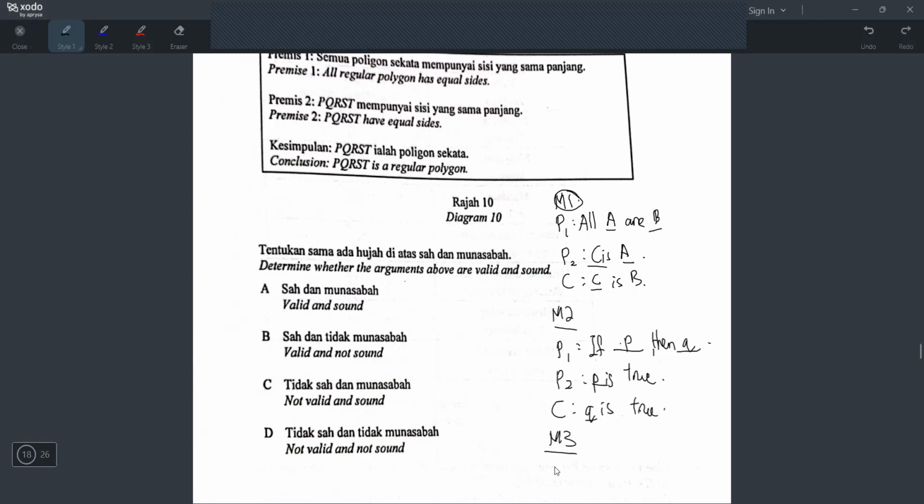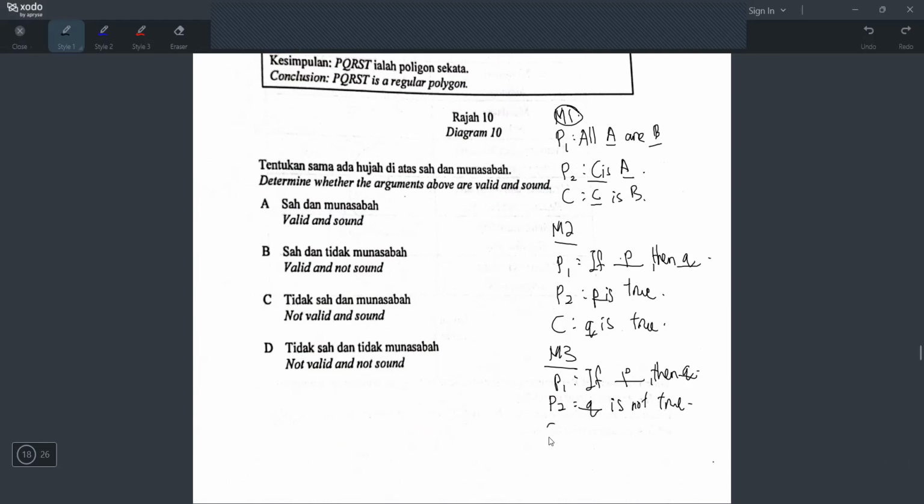What about model 3? Model 3, the premise 1 is the same as just now: if P, then Q. And then the premise 2, you have to mention Q first. So Q is not true. And then conclusion, P is also not true. So how do we know whether it's valid or not?